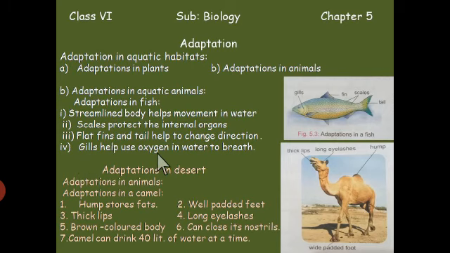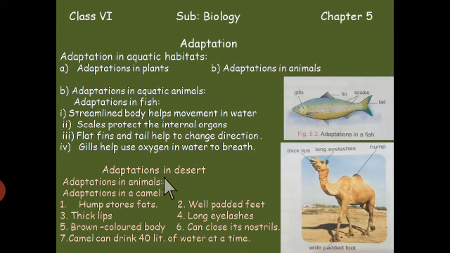Gills help to use oxygen that is dissolved in water, and in this way fishes breathe. With the help of gills, the fishes use the oxygen which is dissolved in water, and they can breathe with the help of these gills.